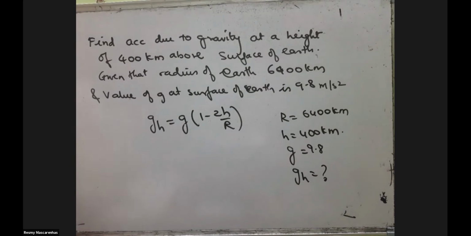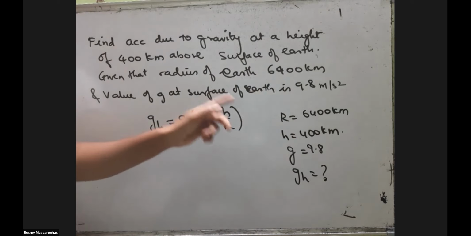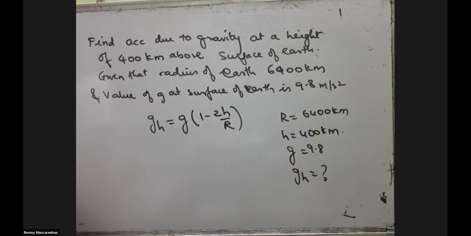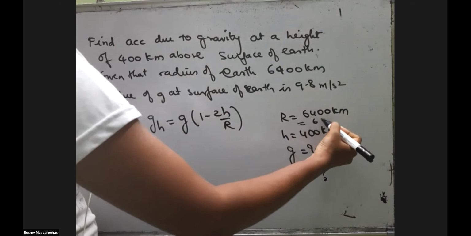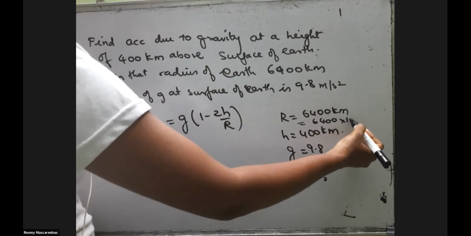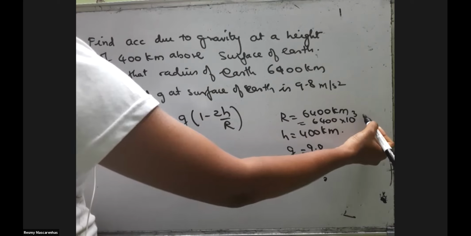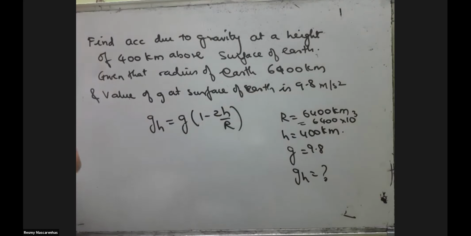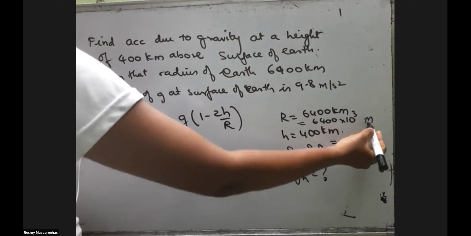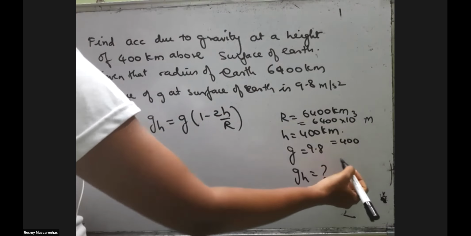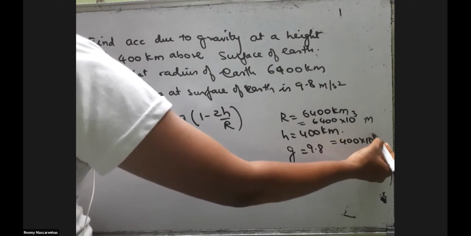Now this is given in terms of kilometers, but the standard unit should be meters. So you can write this as 6,400 into 10 raised to 3. That is meters. Whenever you want to convert kilometers to meters, you have to multiply by 10 raised to 3.